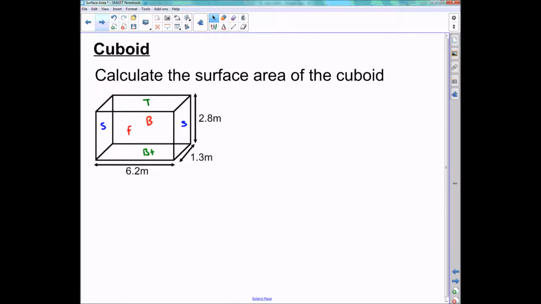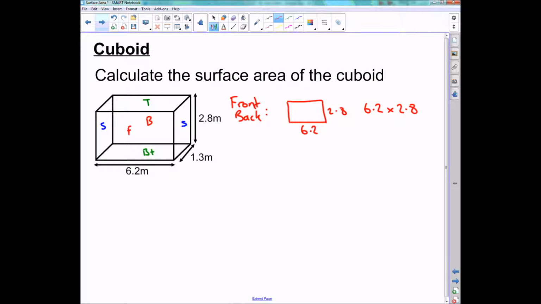So those are our 6 faces, and hopefully by color coding them you can see which ones are identical to each other. Now first off, I'm going to start off with the front and the back. I'm just going to draw out a sketch of the front and the back because they are identical rectangles. Now both the front and the back have a base of 6.2 and they'll have a height of 2.8. So to find the area of this, I need to do 6.2 times 2.8, which will give me an answer of 17.36.